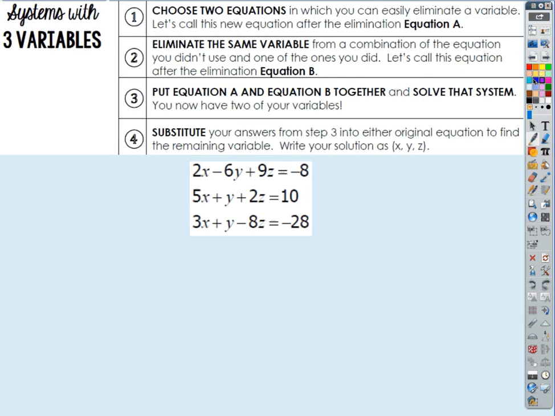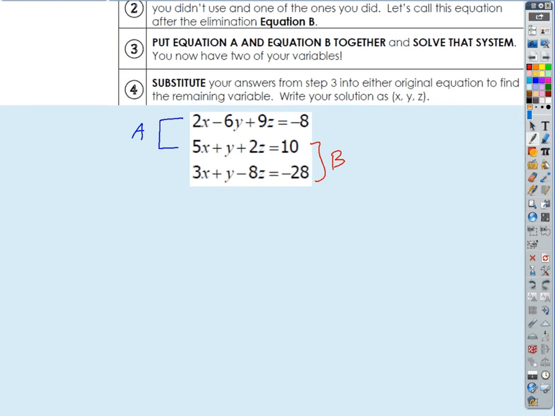So then we could do something like this. Let's go ahead and set up this system right here. These two we're going to combine, and we're going to call that system A. And these two right here we're going to combine, and that's going to be B, right? And we're going to eliminate the same variable from both of those, and then we'll see what happens when we do that. So let's start with A.